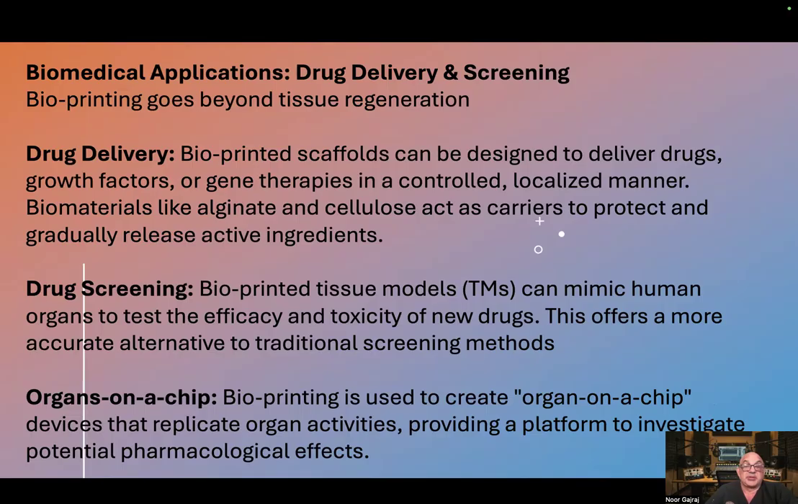Organs on a chip. Bioprinting is used to create organ on a chip devices that replicate organ activities, providing a platform to investigate potential pharmacological effects.